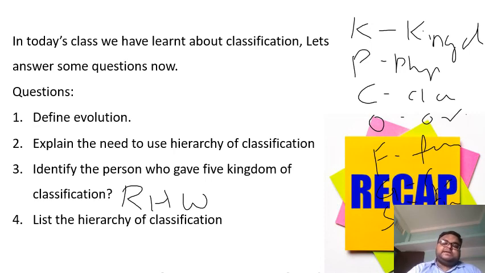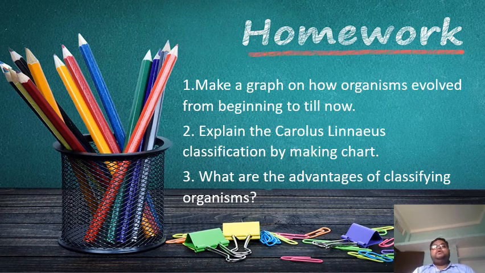So now let's come to the homework section. In the homework section, you need to make a graph on how organisms evolved from the beginning till now. You can use the internet for this question. Then explain the Carolus Linnaeus classification by making a chart. You also need to write down the advantages of classifying organisms. So this is your homework for today, and we have reached the end of our class.